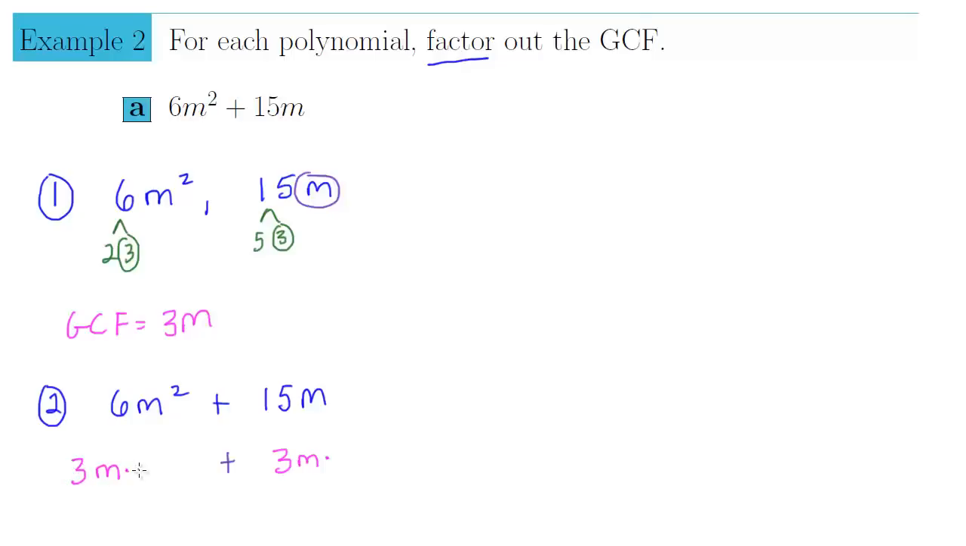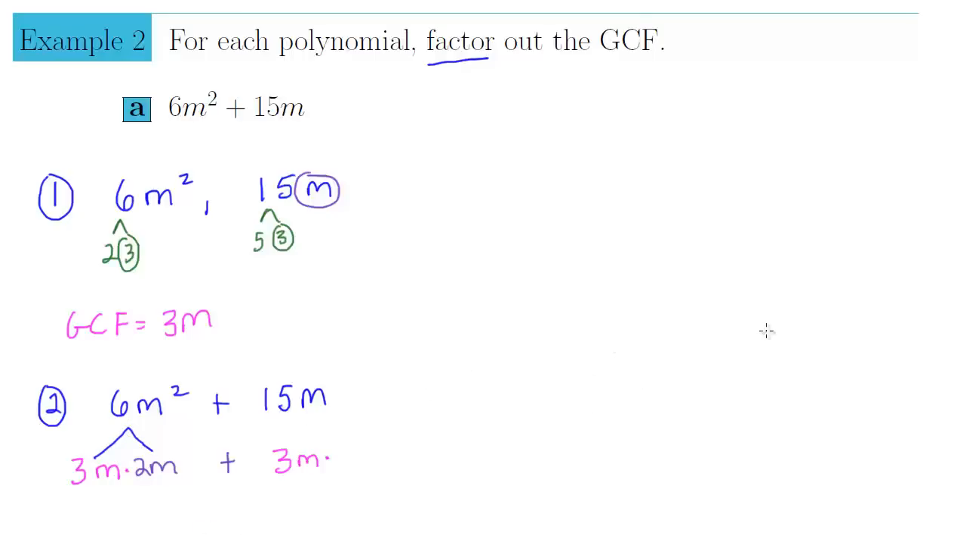Well, 3 times what equals 6? 2, right? So I'm going to put a 2 here. 3 times 2 equals 6. m times what equals m squared? m times m equals m squared. So I need to multiply 3m by 2m in order to get 6m squared back. So 3m times 2m will give me 6m squared back.